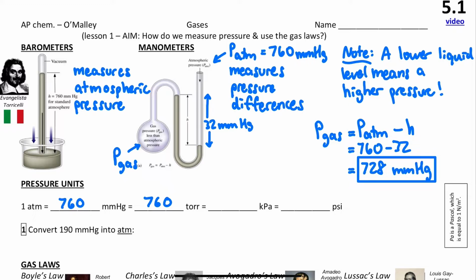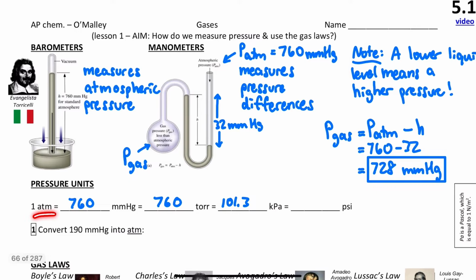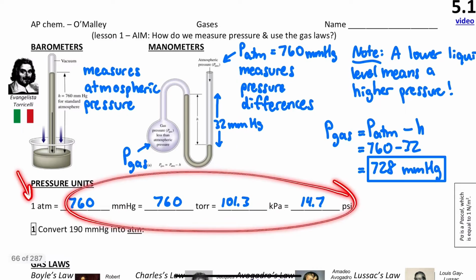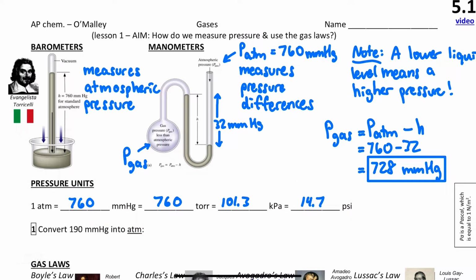And you might see some other units as well. The SI unit is the Pascal. There are 101.3 kilopascals in an atmosphere. And then less commonly seen here, but you might see it elsewhere, is pounds per square inch. That's 14.7 psi. So all of those equal 1 atmosphere of pressure. And we just have to know how to convert from one to the other.